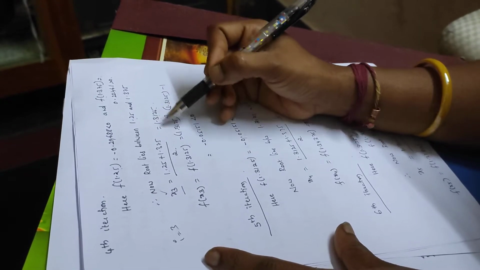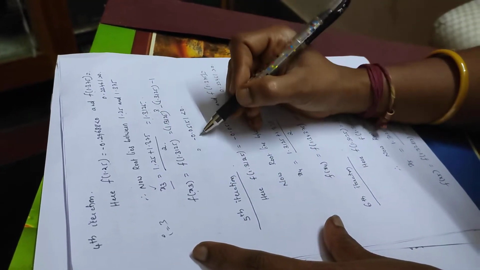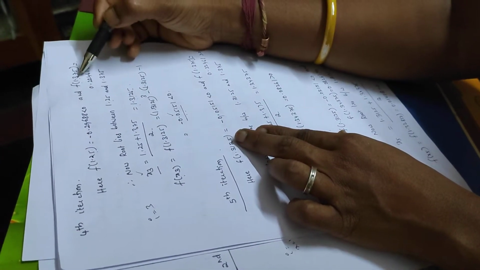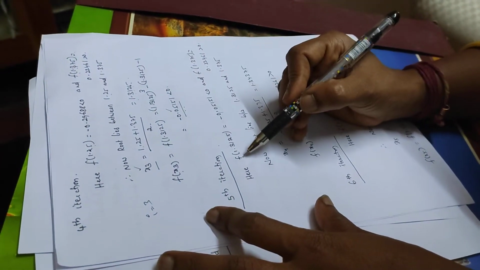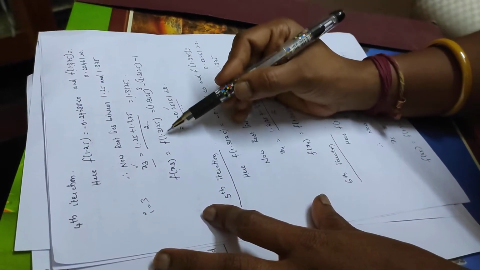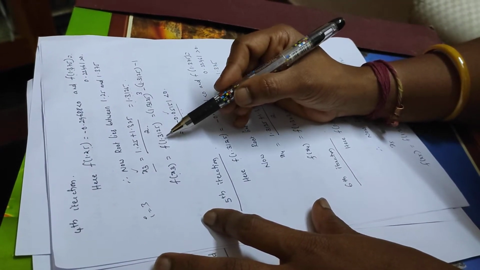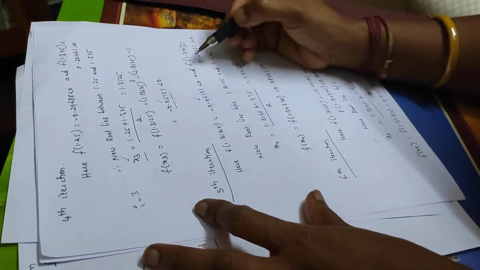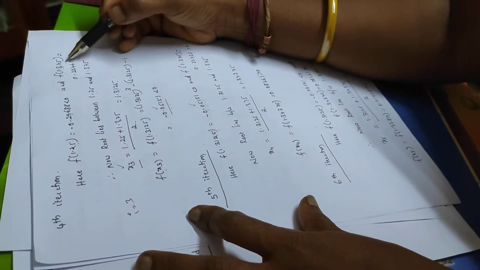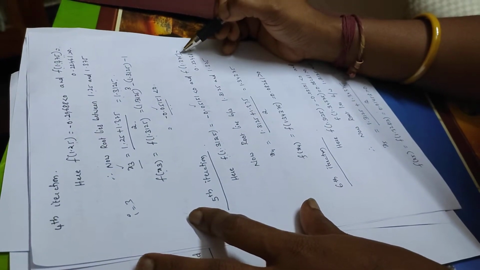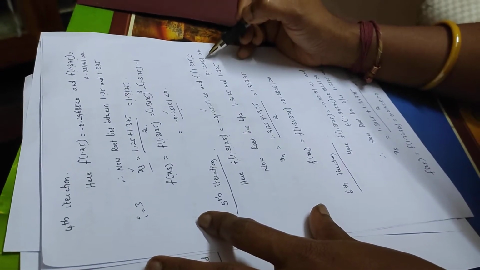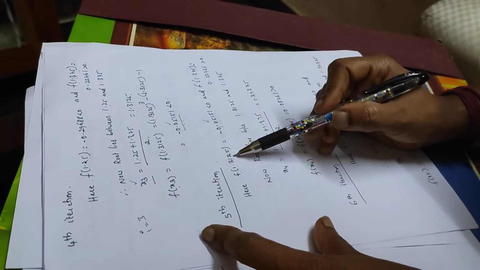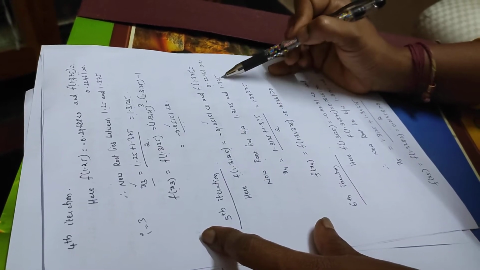So I can substitute this value in my f of x, and I get the value as negative. So once it is negative, definitely I can choose the positive value for my next iteration. So the negative value is from f of 1.3125, and the positive value I get from f of 1.375, which is 0.22461, which is greater than 0. So now my root lies between 1.3125 and 1.375.